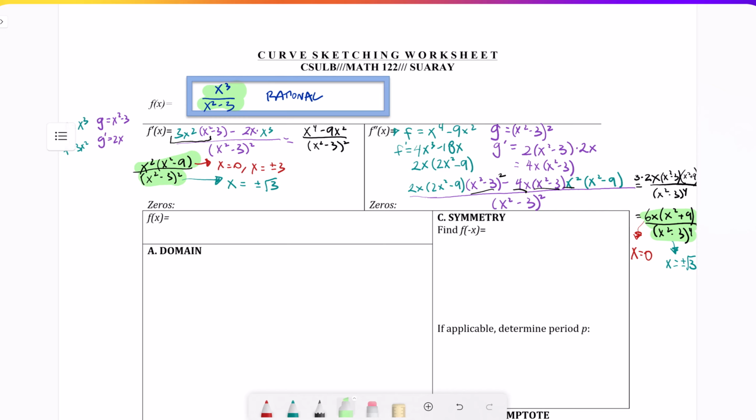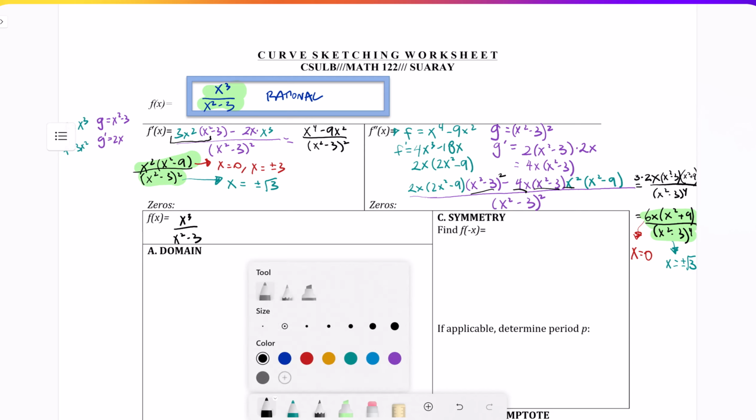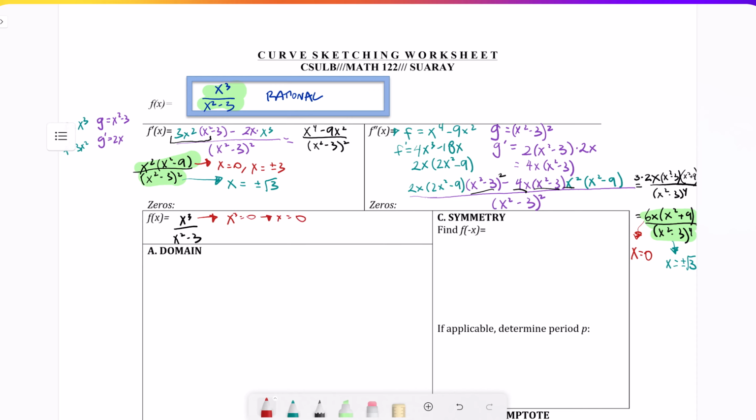Okay, so the actual function is equal to x cubed over x squared minus 3. The zeros of the numerator: if x cubed is equal to 0, the only way that can happen is if x itself is equal to 0. Got that. Now if x squared minus 3 is equal to 0, here we are again, and so x equals plus or minus radical 3. Those are the zeros of the denominator.